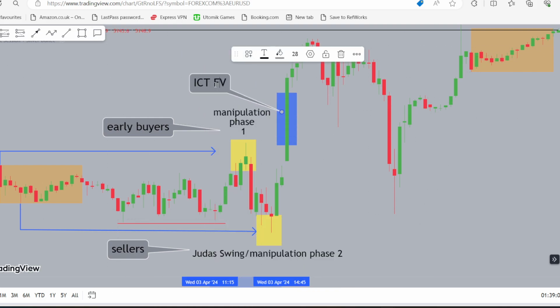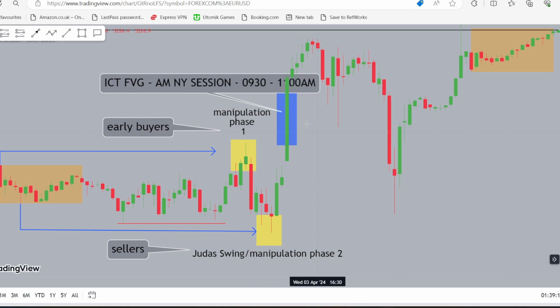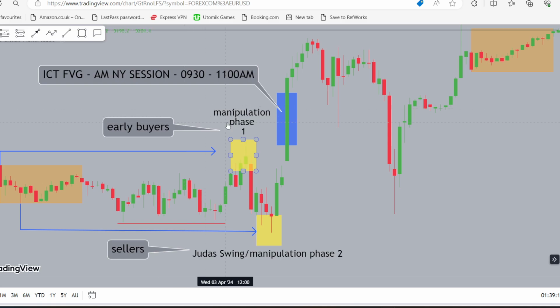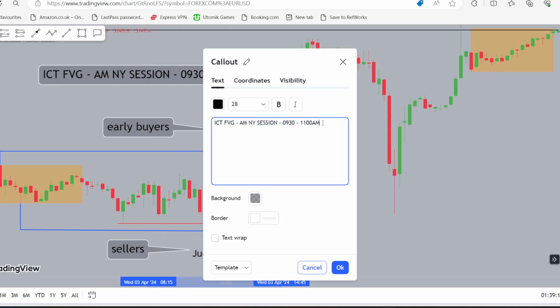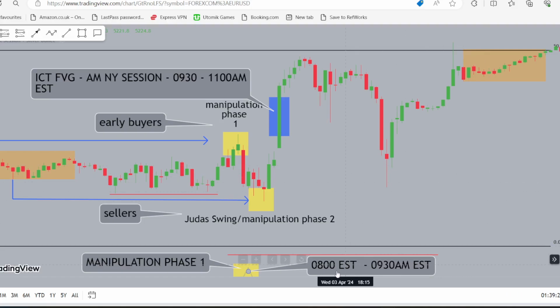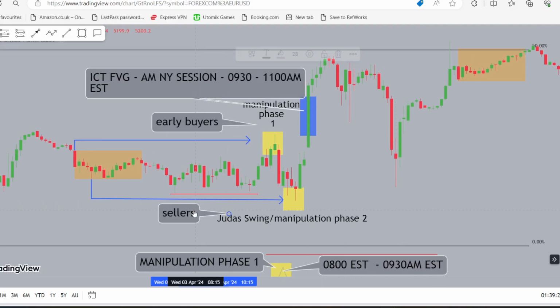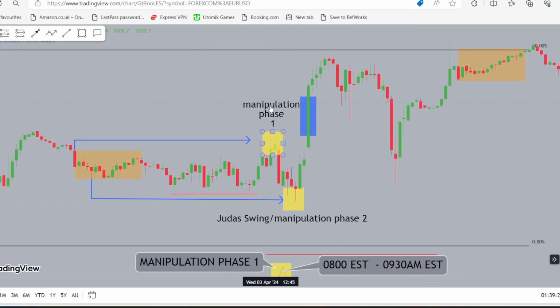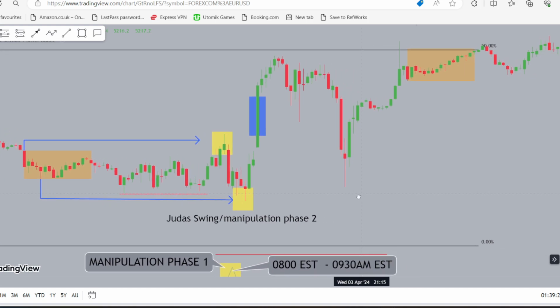in the AM New York session. So this is an ICT fair value gap that occurs in the AM New York session, right? That AM New York session has got to be earliest 9:30 but latest 11 a.m. This is typically when you want to be trading and looking for the fair value gaps, between 9:30 and 11 a.m. I stress this is Eastern Standard Time. I'll even write that over here. This is Eastern Standard Time. So your job from here is to simply key off a fair value gap. So if I just make the charts a bit cleaner, what you're looking to do is key off a fair value gap, right?